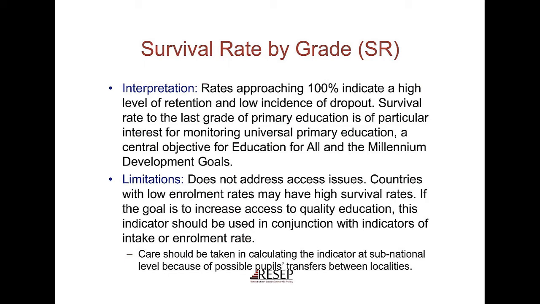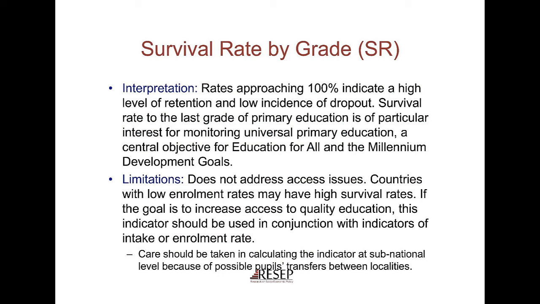And important, what he said was that when you start measuring this at sub-national level, you have the problem of people who've transferred between schools. It's considered a dropout by one school, but it wasn't a dropout. Maybe they just moved. And again, a limitation: it doesn't really address access issues, in the sense that countries with low enrollment rates might have high survival rates, but the reason they have high survival rates is because they had low enrollment rates to start with. So you cannot look at this indicator in isolation. You need to look at it with other indicators as well.